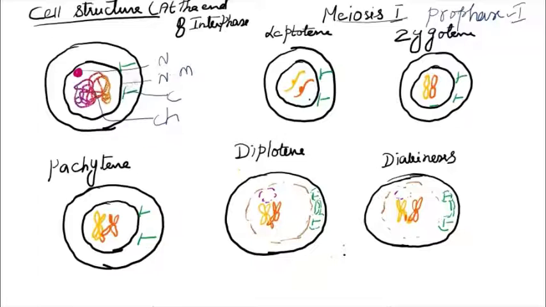Now we are looking into the leptotene. Let's see what is going to happen in the leptotene stage. Leptotene is otherwise called leptonema. Lepto means thin, nema means thread. Here the chromatin material undergoes a condensation process. After the condensation, the chromatin material becomes a thin thread-like structure that is called chromosomes.